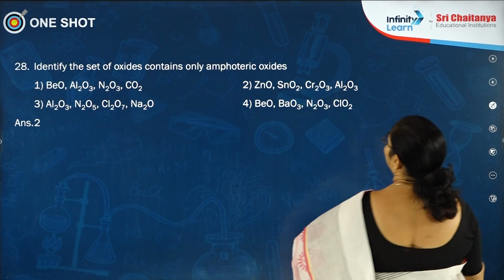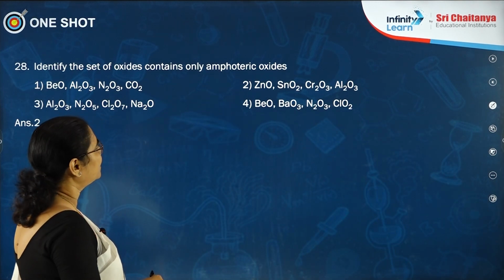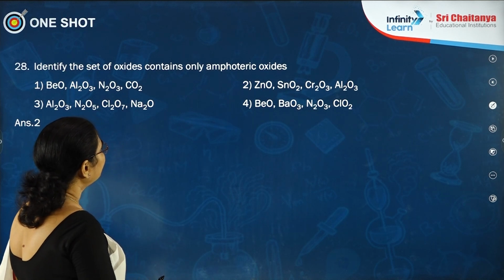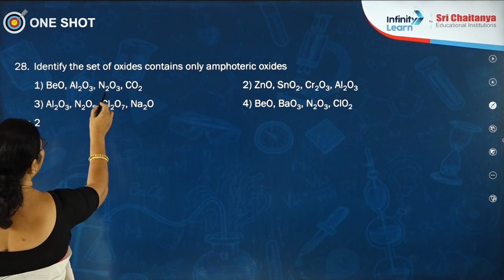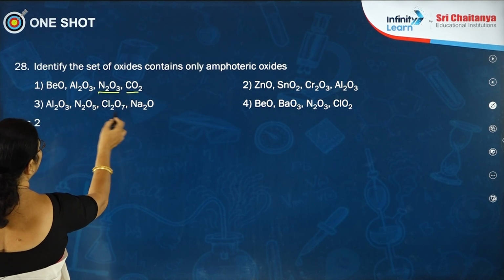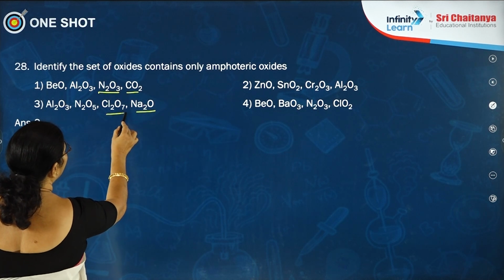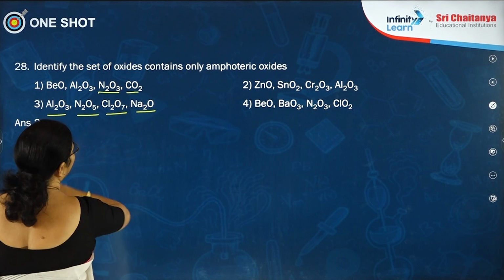Next, identify the set of oxides containing only amphoteric oxides. Amphoteric means 50% acidic character, 50% basic. This is not amphoteric, this is not amphoteric. Here all are mixed. This is a basic metal oxide, non-metal oxide acidic, non-metal oxide acidic, amphoteric oxide.